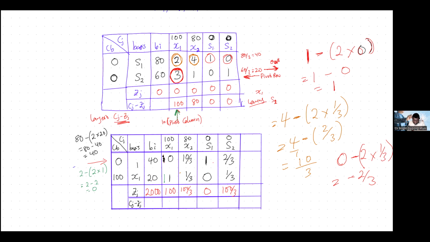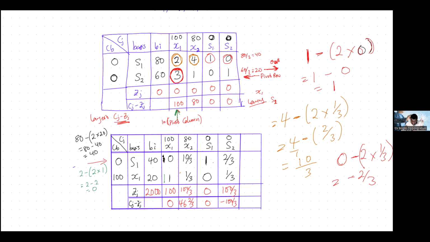So what value was here? S1. Yes. So 100 on 3, doing CJ minus ZJ. So 100 minus 100 is 0. 80 minus 100 on 3 is actually 46 2 on 3. 0 minus 0 is 0. 0 minus that is negative 100 on 3.